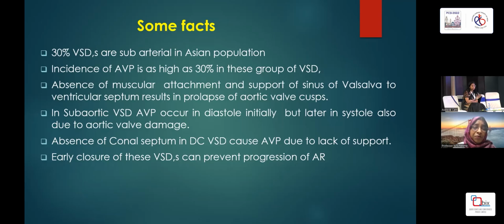And in subaortic VSD, AVP occurs in diastole initially, but later it also occurs in systole, and it causes further damage of the valve. And absence of the conal septum in doubly committed VSD is also a cause of aortic valve prolapse. So early closure of this VSD can prevent progression of the aortic valve prolapse as well as aortic regurgitation.